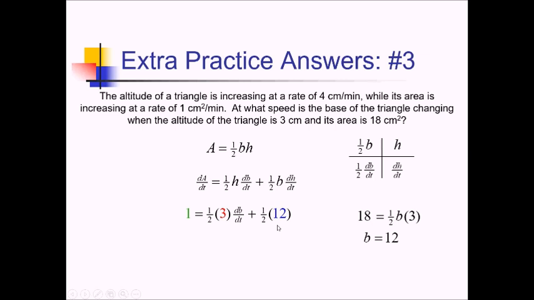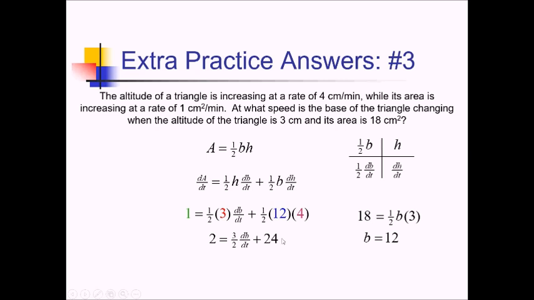And dh over dt, did they give us that one? They did. The altitude of the triangle is increasing at a rate of 4 centimeters per minute. So 4, then that's the change in height with respect to time, and we'll put that in there. Okay, let's clean this up a little bit. So we're going to have 1 equals 3/2 dB over dt plus, let's see here, this is 6 times 4, so 24.